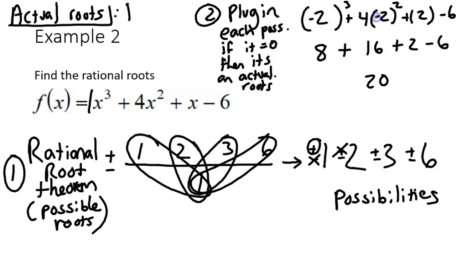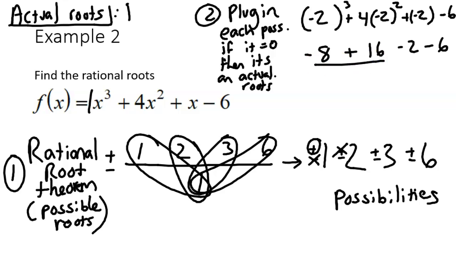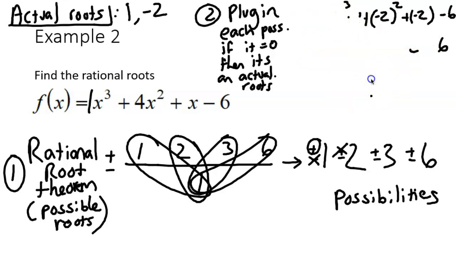Let's try negative 2 and see if that works. All right, negative 2 cubed is negative 8, and that's 16. Well, negative 8 and 16 makes positive 8. And positive 8 take away 2 is 6, and minus 6 is 0. So we found another winner. Negative 2 is another one of my actual roots. All right? So we just keep doing that. We're going to plug in positive 3, negative 3, positive 6, negative 6, and we're going to see if we get any more answers.